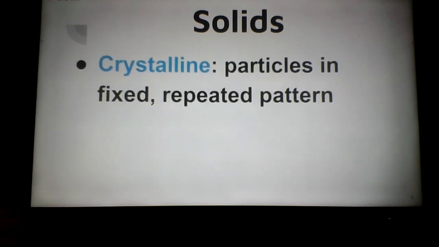Started to mention this a moment ago. In a crystalline solid, that's what we think of a lot when we say solid, very, very rigid, like this podium that I'm tapping on. It's extremely difficult to change the shape, if not impossible, of that podium without ruining the podium. That's because the molecules are very, very close together. And those kinds of solids are crystalline. Particles in a very fixed, repeated pattern of motion, so close together that even with a large amount of pressure, we're not going to be able to change the shape.